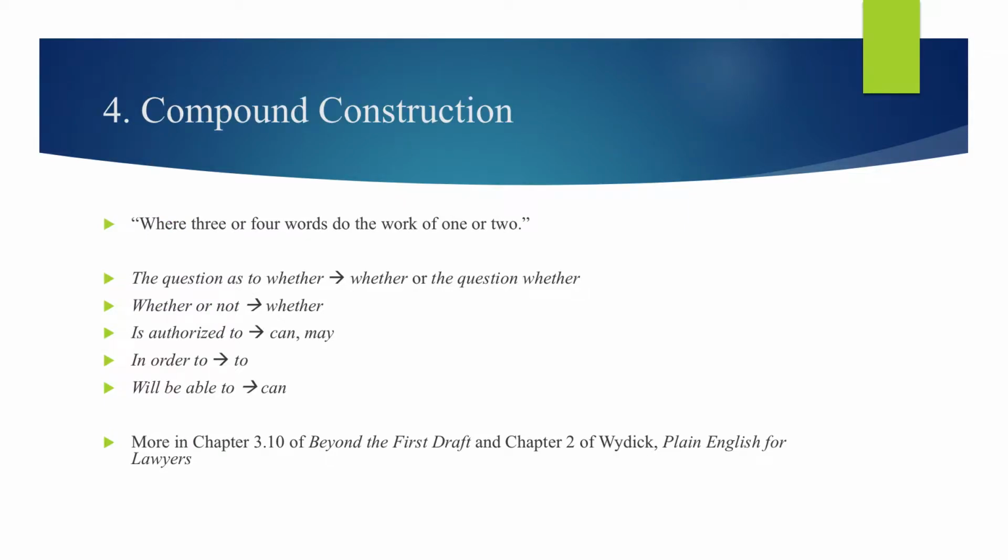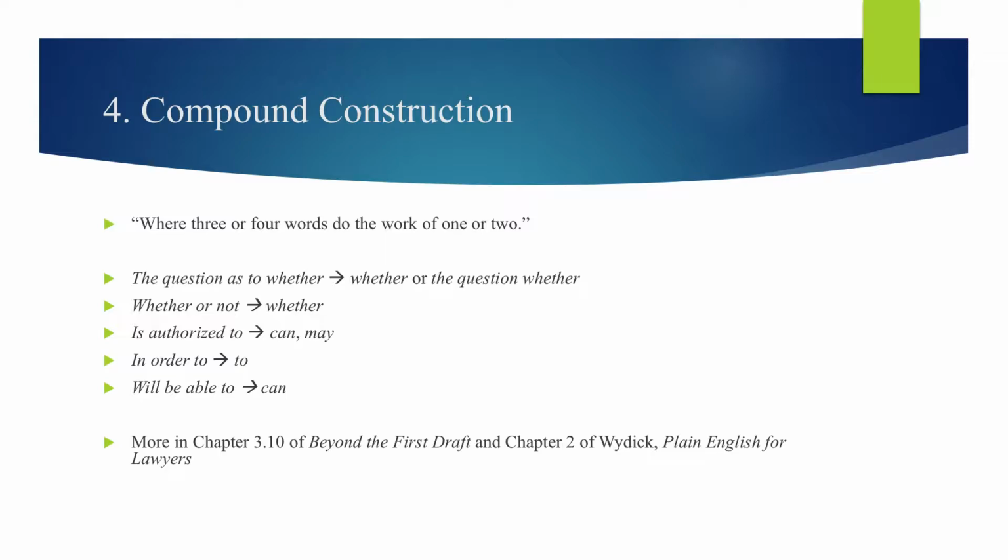The next tip is to look for compound construction. Compound construction occurs when 3 or 4 words do the work of 1 or 2. So these are all examples of compound construction: the question as to whether, as opposed to just whether. Or whether or not. You could just say whether. It implies the not. Is authorized to. Aren't we really just saying can or may? In order to could just be to, and will be able to can just be can, right? So all those little wordy phrases that use 3 or 4 words where 1 or 2 would do.